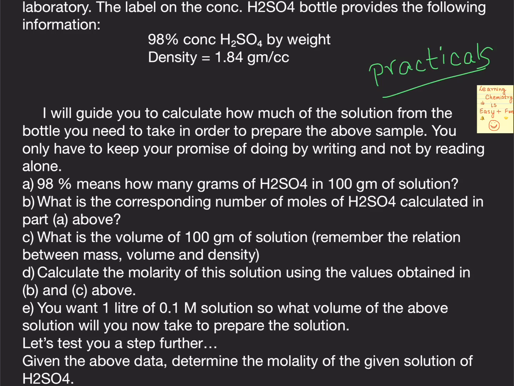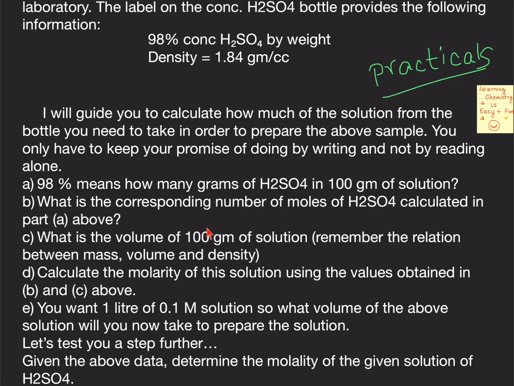So 98% concentrated H2SO4 means how much H2SO4 is there in 100 grams? Yes, 98 grams. Simple. Now, what is the corresponding number of moles of H2SO4 calculated in part A above? Now that you know the mass of H2SO4, divided by its RMM gives you the number of moles. Perfect. 98 divided by 98.